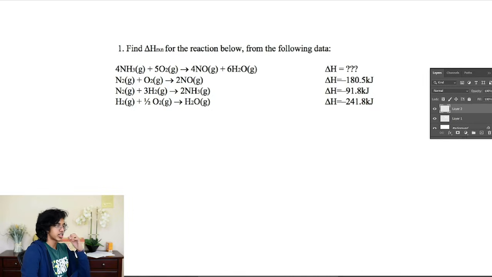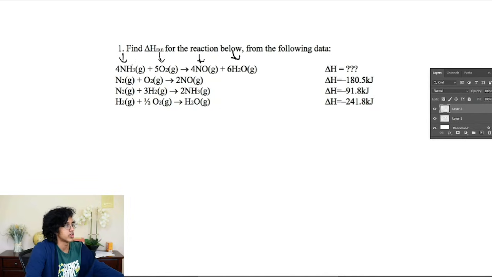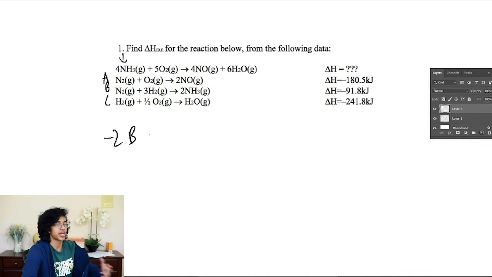Alright, so the way I like to approach it is to see, for each of the things in the reaction we want to find, which equation are they in? So NH3 is only in the second equation. So we know for a fact that we have to bring this NH3 to the left side and we have to multiply it by 2 somehow. And the way we do that is we take, let's call these A, B, and C first. We have to do negative 2B. The negative flips the equation and the 2 multiplies it by 2. So now we have 4NH3 taken care of.